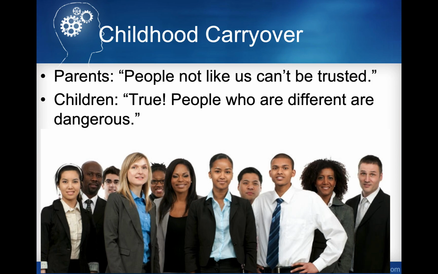Parents, people not like us can't be trusted. Children, true. People who are different are dangerous. And of course, if that's what your parents told you, then that's what you think. This is one of the reasons why it's so difficult to get rid of prejudice, these ideas. And some people, you can tell them and tell them and tell them that this isn't true. This idea, this bias you have against this group or the other.